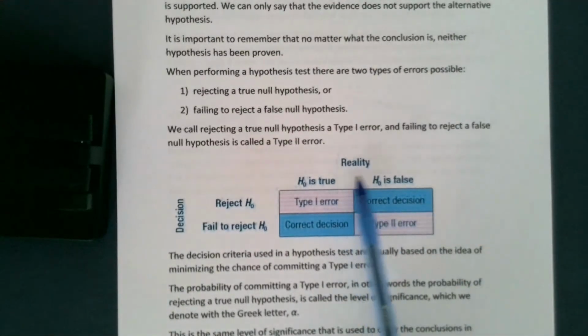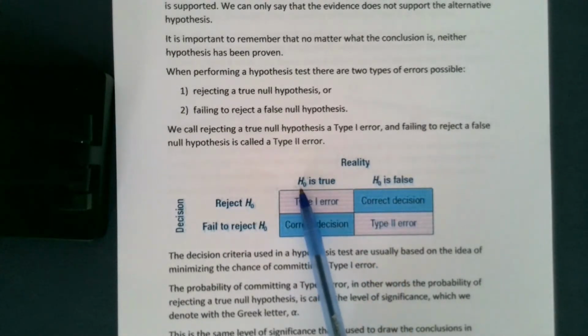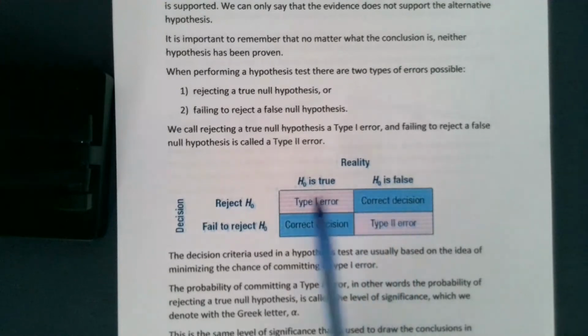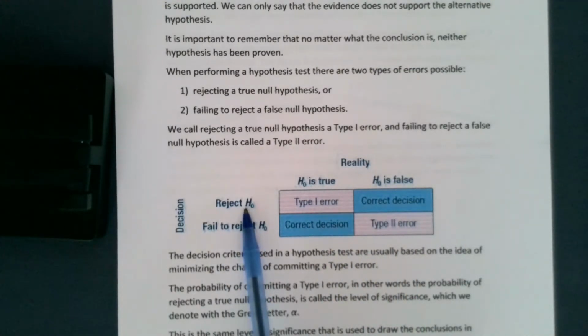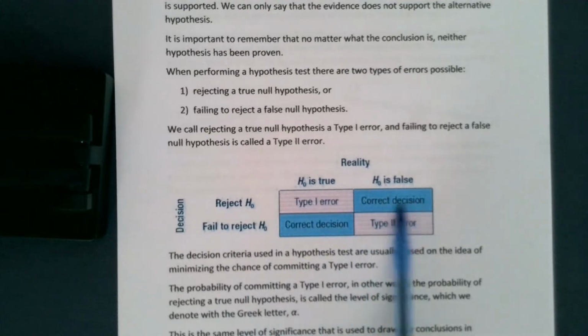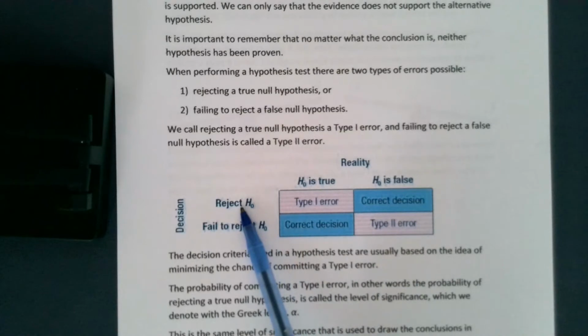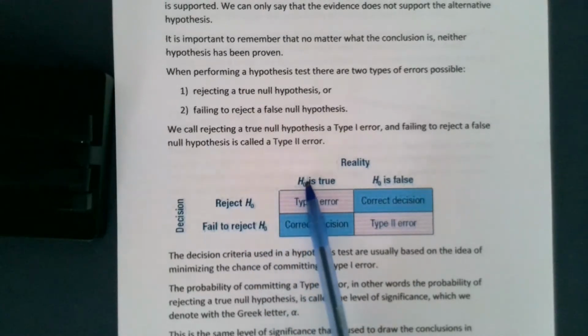However, in reality, the null hypothesis will actually either be true or false. And then we make our decision. If we reject the null hypothesis, but the null hypothesis is actually false, that's a correct decision. However, we may reject the null hypothesis, and the null hypothesis may actually be true. We call that a type 1 error.